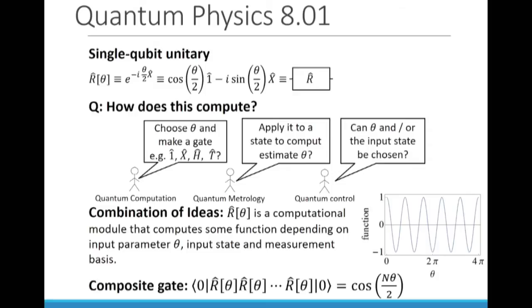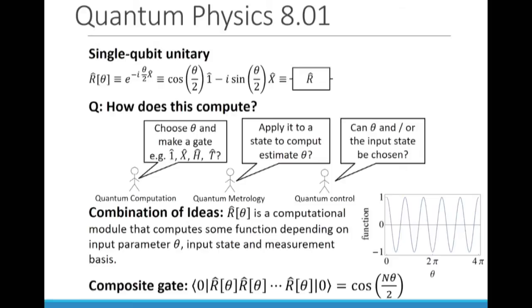So how does this work? I claim that we use very simple physics, and what could be simpler than a single qubit unitary? So here I have a single qubit rotation. You could visualize it as a rotation of the Bloch sphere about the x-axis by some angle theta. And as you change the angle, you implement a different gate. So how can you use this to compute?